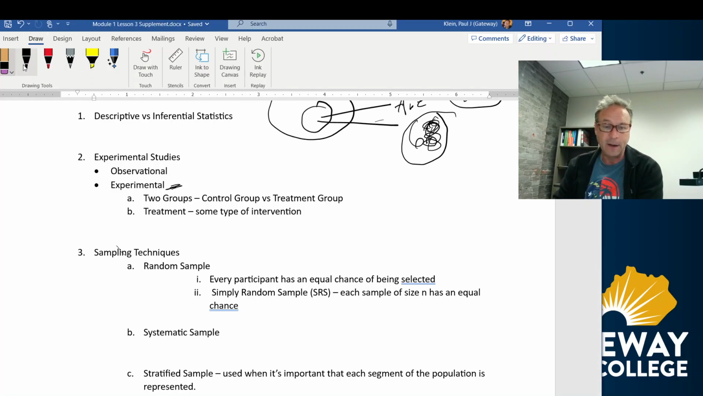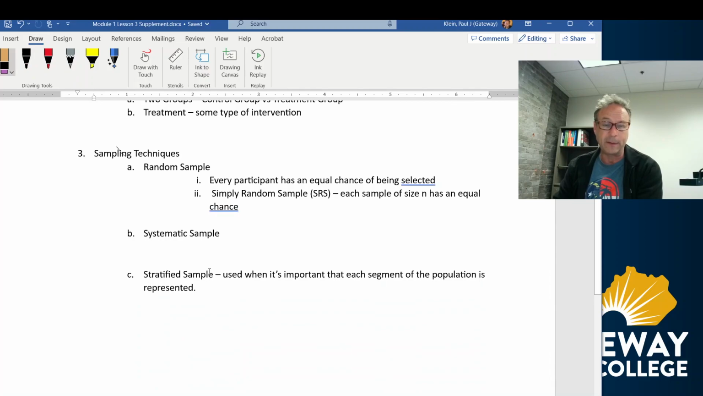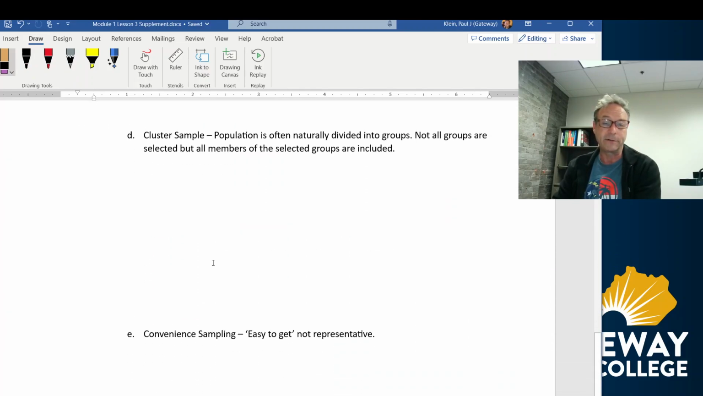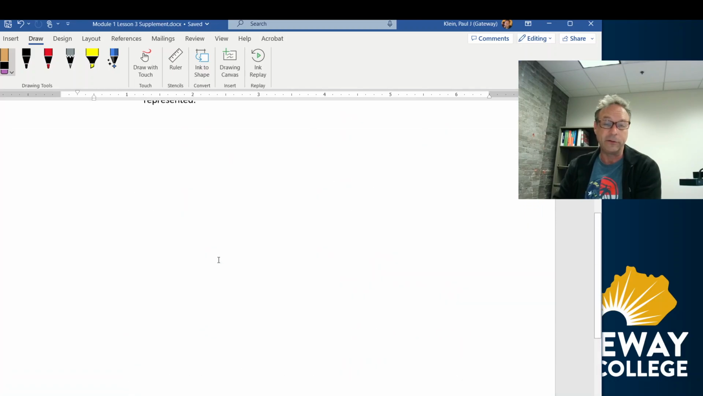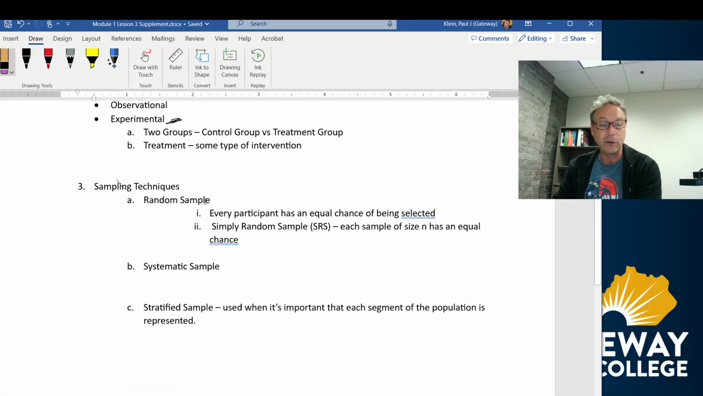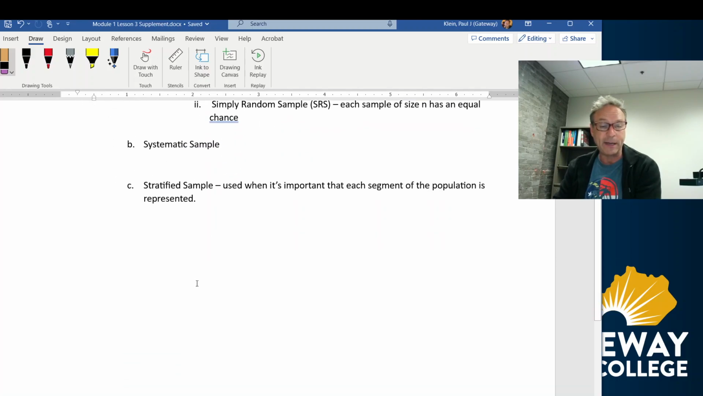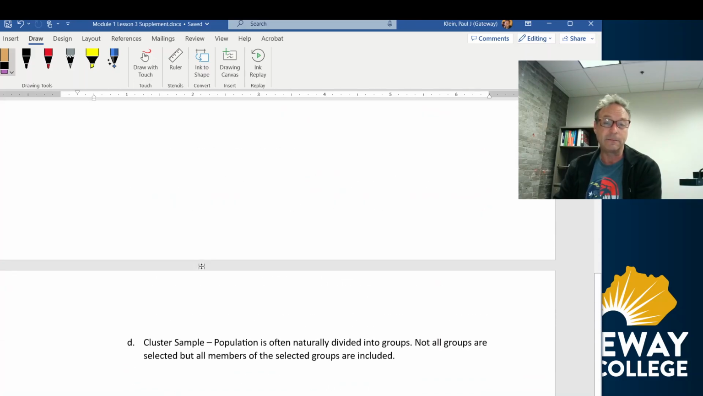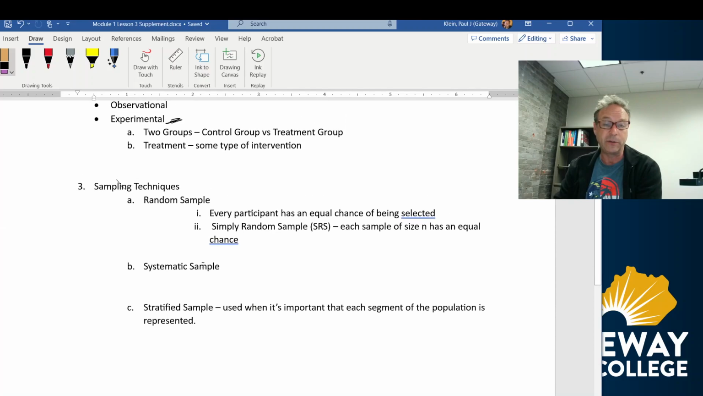So, all right, let's go to the last part, sampling techniques. There's 5 of them here. You can download this sheet. I'll put this sheet out there. Okay, and I'm going to run through these. So there's random sample, systematic, stratified, cluster, and convenience sampling. And I want to talk about each one of those.